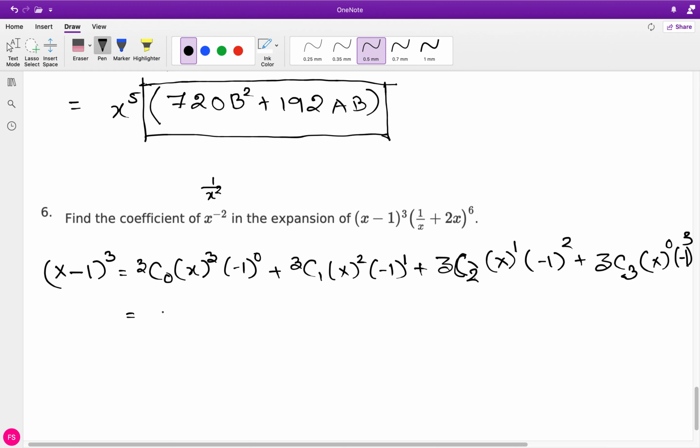Okay, 3C0 is just 1, and then x to the power of 3. The (-1) to the power of 0 will get cancelled out because anything to the power of 0 is 1. Then you have a negative sign, because the power is odd. That means you're going to have a negative sign. 3C1 is 3x squared. Then this is even, that means this is going to be positive. 3C2 is also 3, plus 3x.